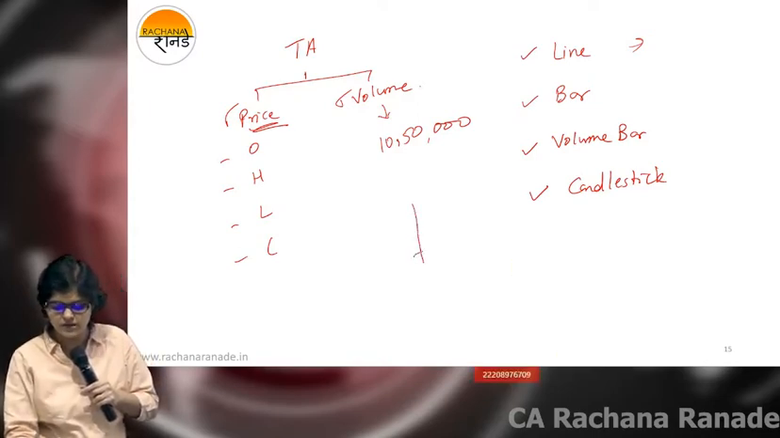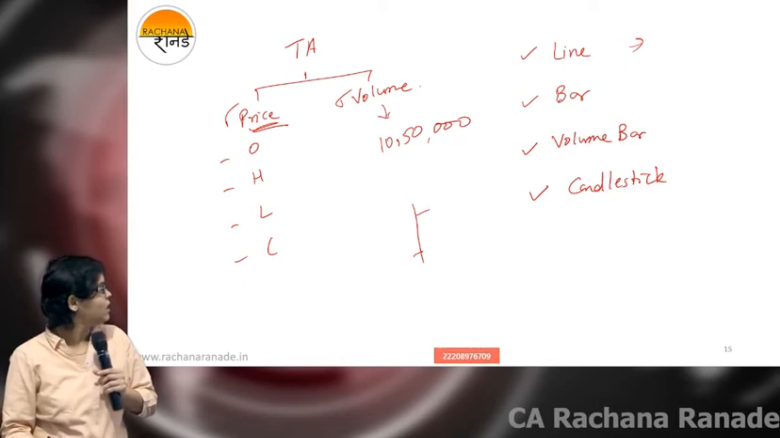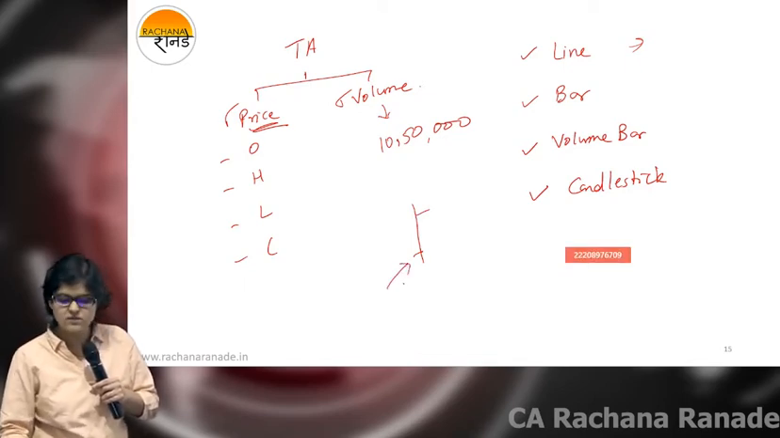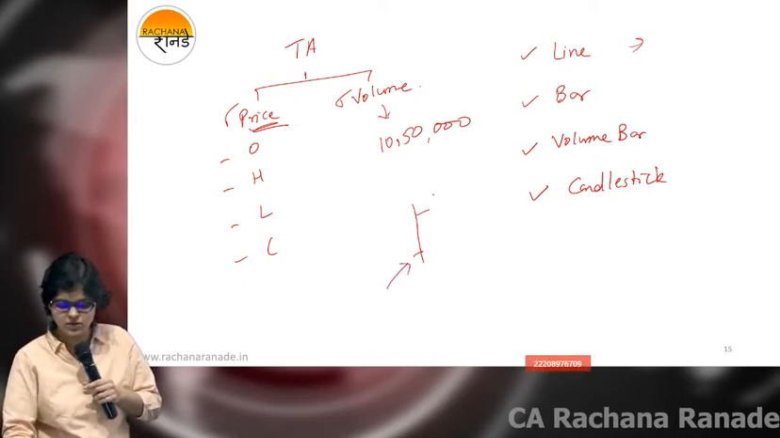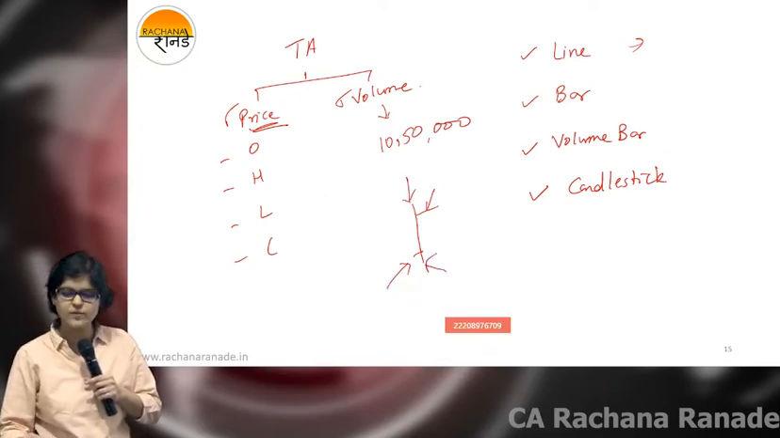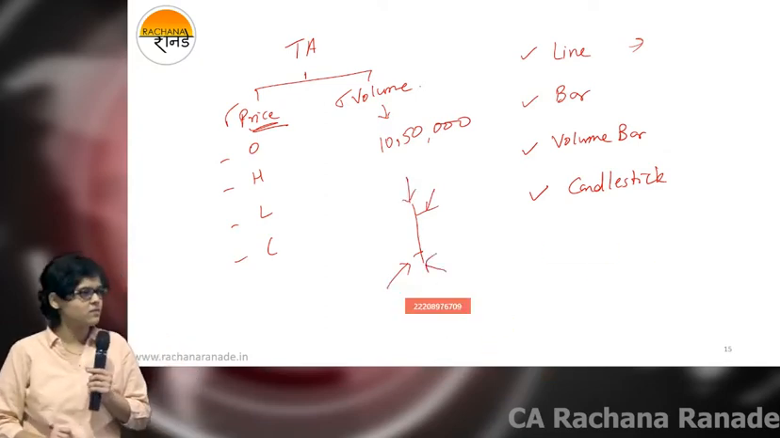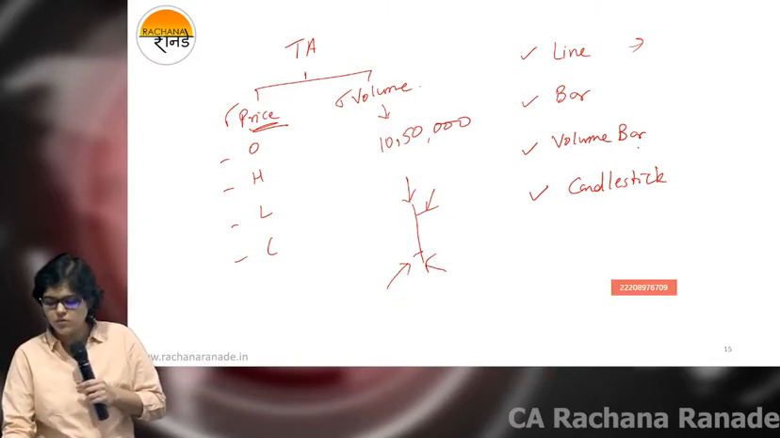Like we draw it something like this: 1, 2. Which one is this? This is known as the opening price. This one is known as a closing price. This one will be the highest price and this one will be the lowest price. Correct? How is a volume bar chart drawn?